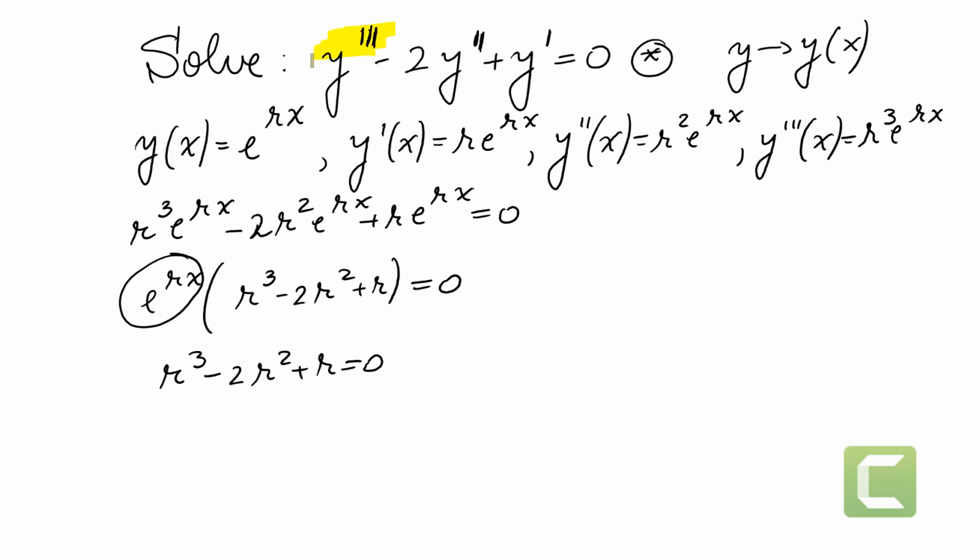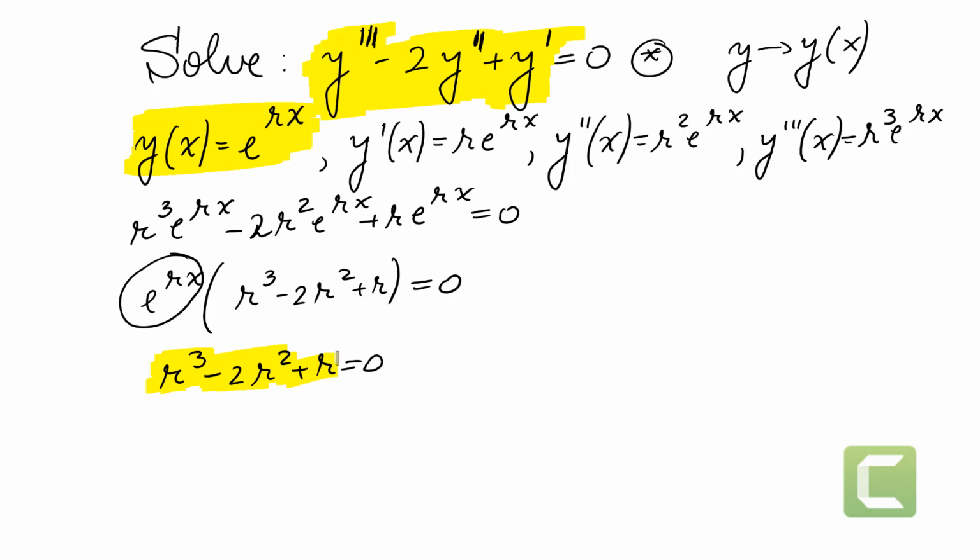We usually skip all these steps and just, by reading the equation, when we see y triple prime, we replace it with r cubed, because when we differentiate a solution of this format, we end up with the factor r cubed. And then 2y double prime ends up being minus 2r squared, and y prime is going to be the plus r.